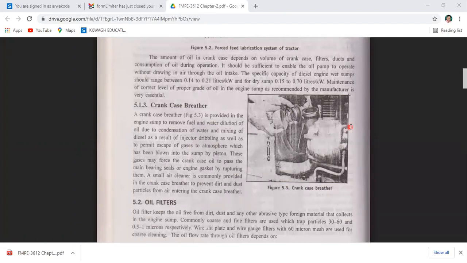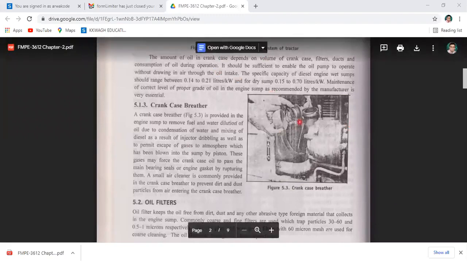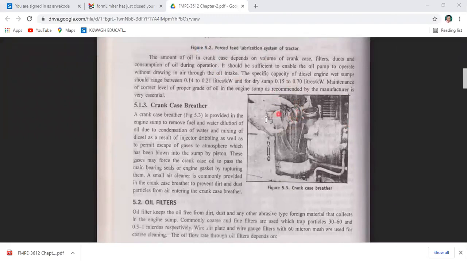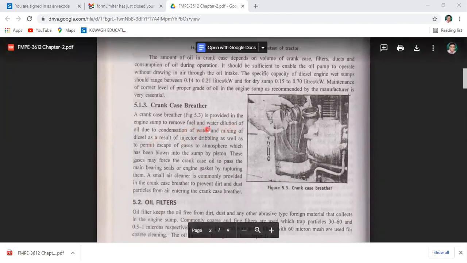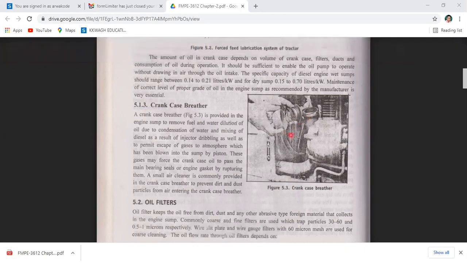Heat is generated inside the crankcase. So for escaping that heat, there is one unit attached. It is also called as crankcase breather. So excessive heat from the crankcase is escaped from this unit, and also it can remove the fuel and water dilution. So water dilution is caused due to condensation. It can mix with the fuel, so it can be removed with the help of this component called crankcase breather. The gaseous mesh forces the crankcase oil to pass the main bearing seal and engine gasket by rupturing them.